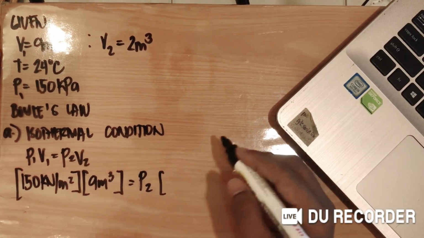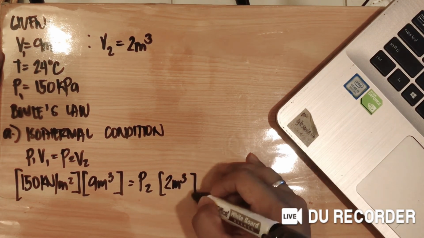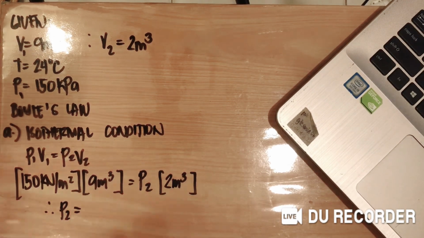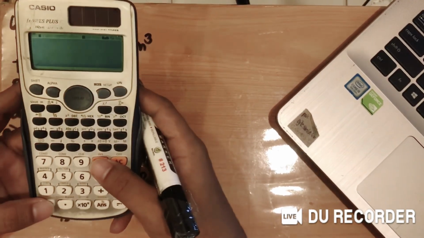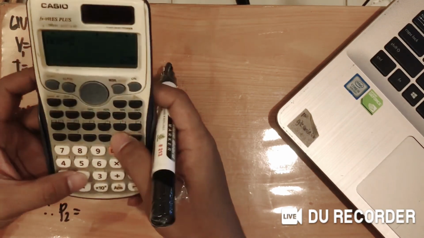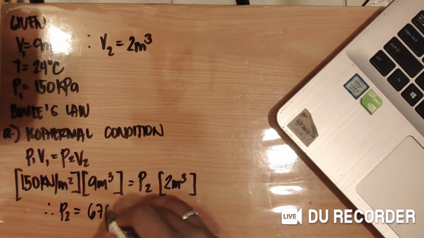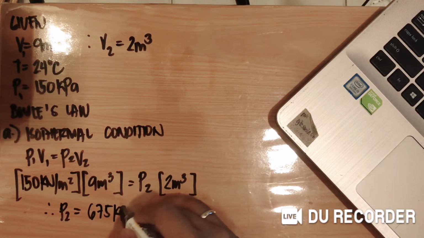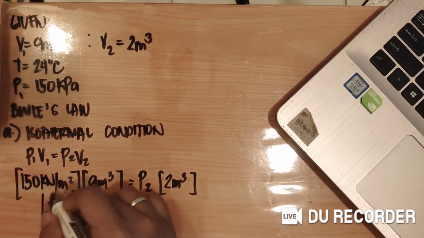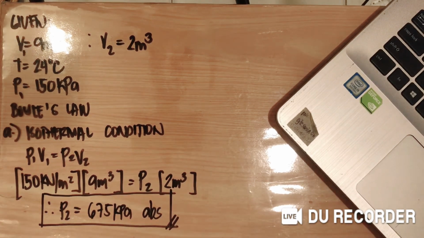So volume 2 was compressed to 2 cubic meters. So the resulting pressure P2 is equivalent to 150 times 9 divided by 2. So the resulting pressure is equivalent to 675 kilopascal absolute. So that is our resulting pressure.